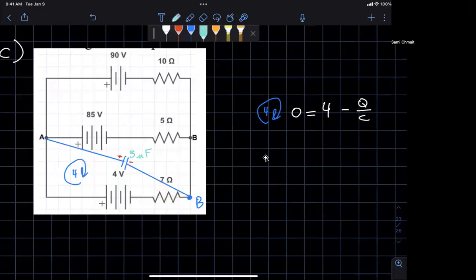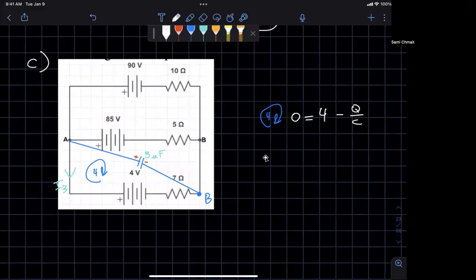This was I3 here. Our current here and our loop are bumping into each other. So that means, sorry.